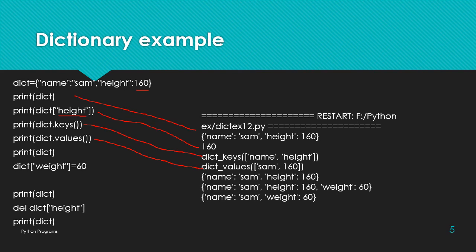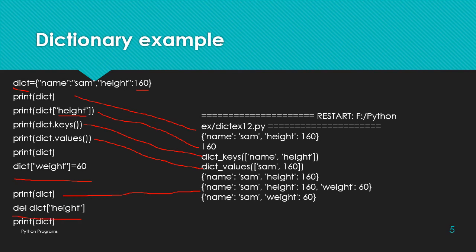See now, dict of weight equal to 60. What does this do? This will add a new key value pair to this dictionary. So while printing the dict again, we can see that one more key value pair appears: name, height, weight.